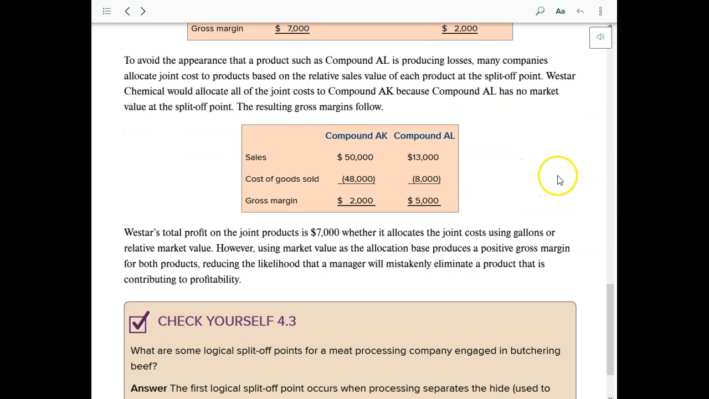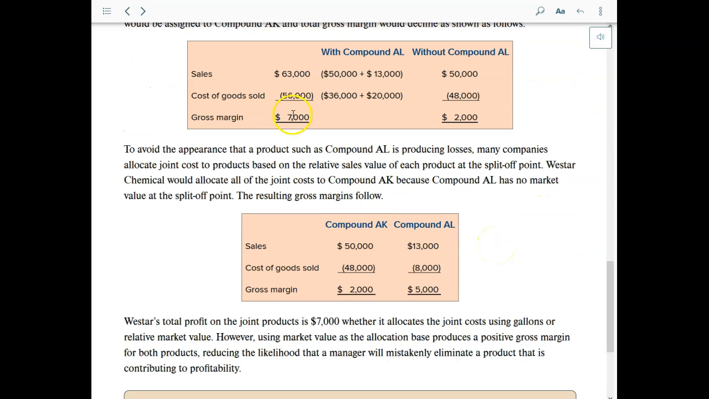So what should we do? Now, of course, this is not good. You don't want to drop from a gross margin net of $7,000 down to $2,000. So how can we keep the $7,000? Well, one way you could allocate that joint cost a different way. If they decide to allocate it based on relative sales value at the split-off point, then you would allocate all the 48 to AK because AL could not be sold at the split-off point.